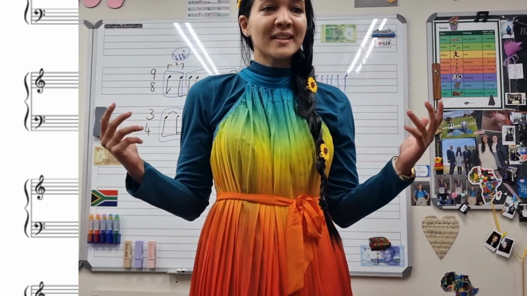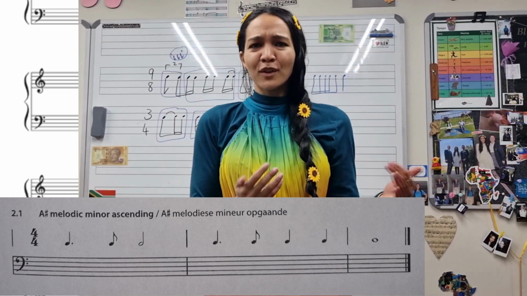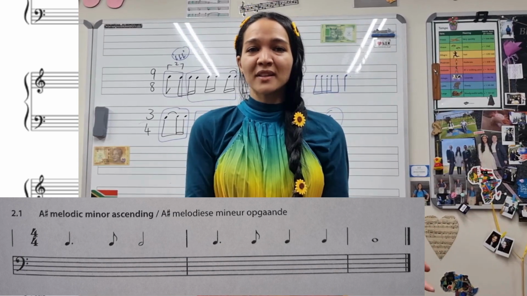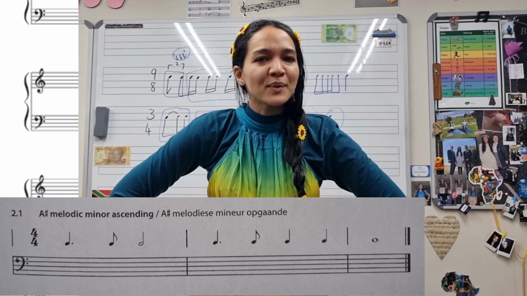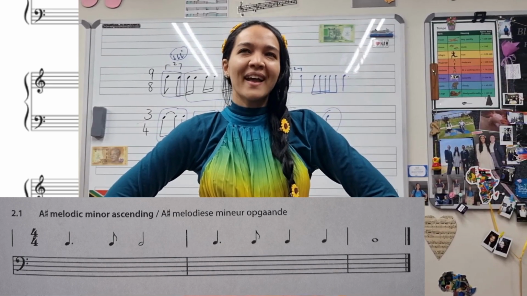So if we just talk through these scales, 2.1, we have A sharp melodic minor. It has 7 sharps, so you're going to fill in all your sharps in the key signature. You're going to copy paste your time signature. You're going to write your 8 notes up. And then of course you need to raise degrees 6 and 7 in a melodic minor scale, ascending.